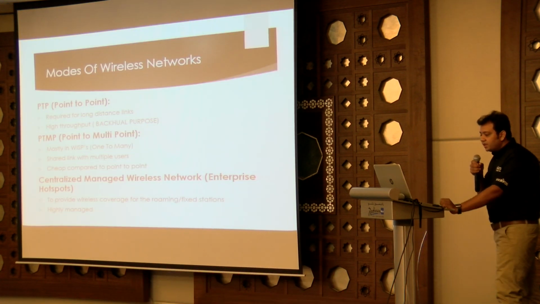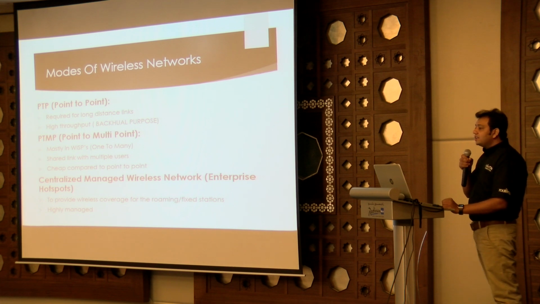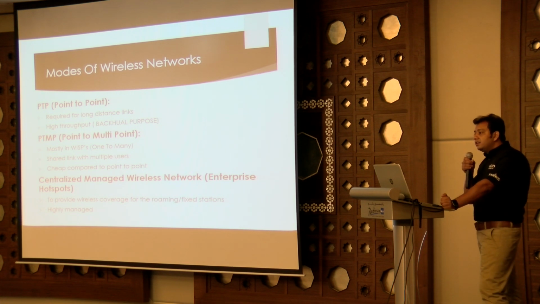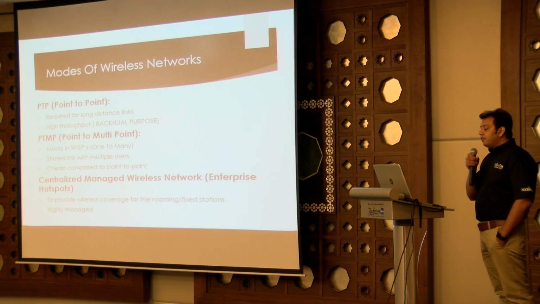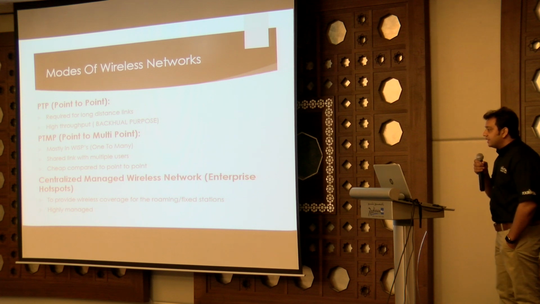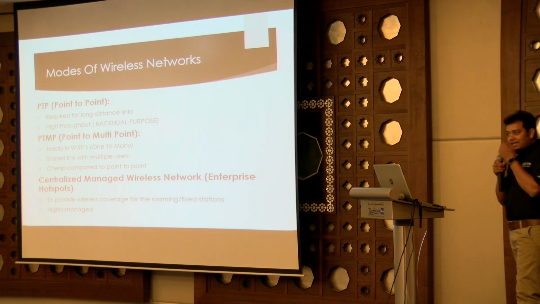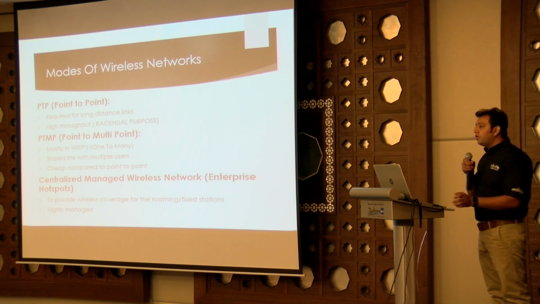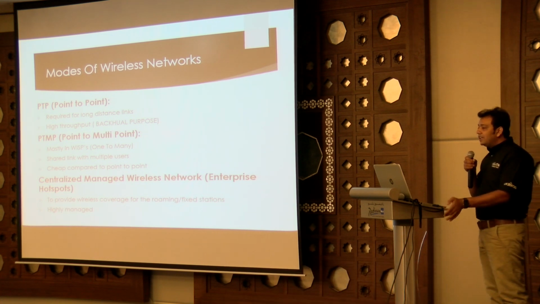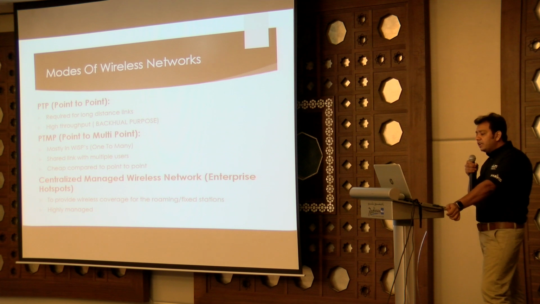Okay, sorry. So what are point-to-point links in the wireless modes, and what are point-to-multipoint? Point-to-point links are mainly for when you have long-distance links and you need very high throughput. If you have a distance of about 10 to 20 kilometers, you will always prefer to go for point-to-point links where you need very high throughput.